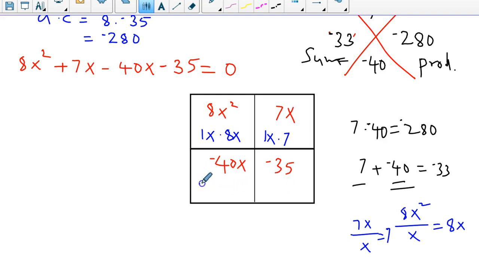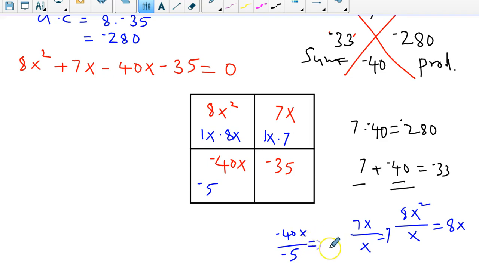They both have the negative sign. I'll write minus sign here, negative 40 and 35. You see that 5 is the greatest common factor. So let me take out 5. That is from negative 40x. Negative 5 is taken out.